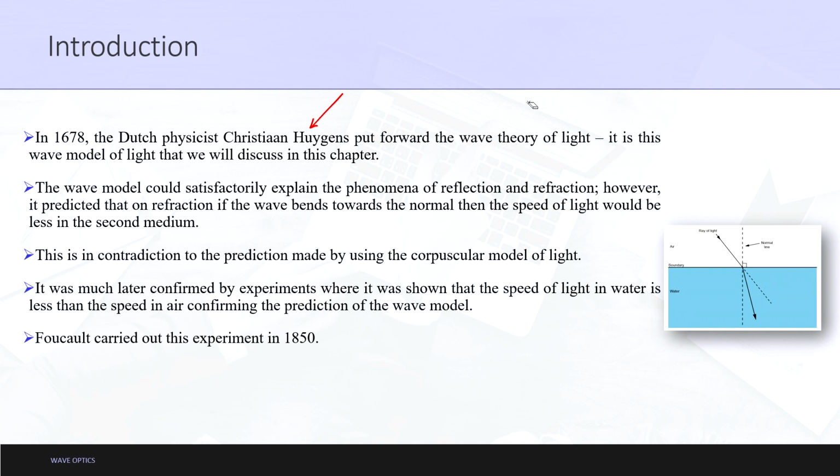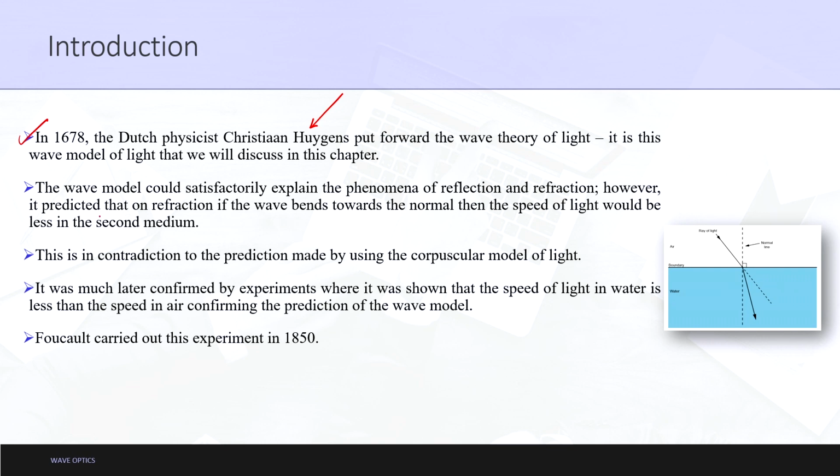It is this wave model of light that we will discuss in this chapter. Let us move on. The wave model could satisfactorily explain the phenomena of reflection and refraction. How it will explain, we will get to know in subsequent slides. For now, it is the introductory part only.